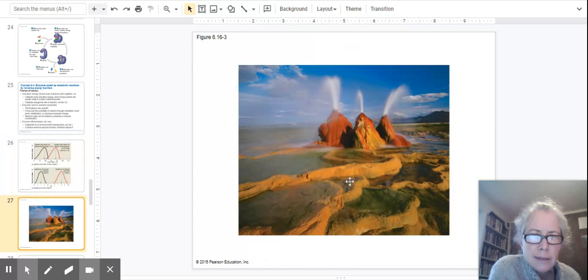And here, just for your joy, is an example of one of the hot geysers that you find at Yellowstone National Park. I hope you guys see it someday because it is very impressive and beautiful.